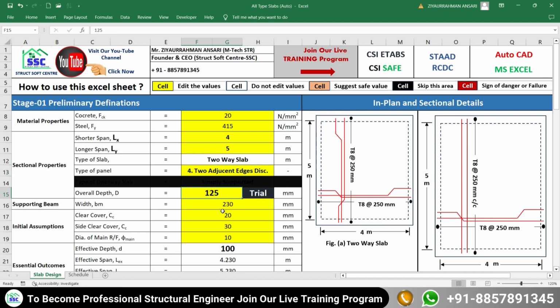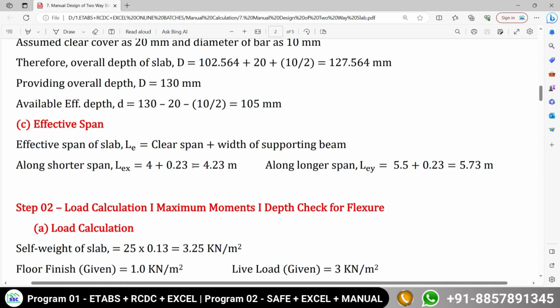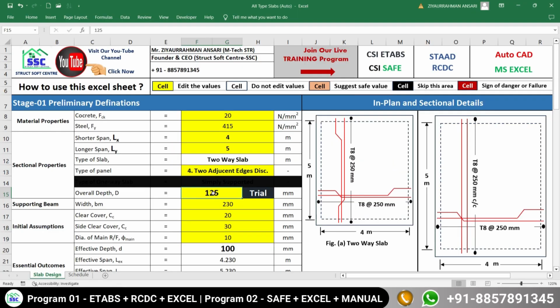Now next, I am going to assume the overall depth. Here you have to make the assumption to match with our calculation. I am going to assume the overall depth as 130 mm. Later on we are going to perform the check whether this depth is safe or not. Now supporting beam width is 230, clear cover as 20, side cover as 30, minimum diameter of bar I am going to consider as 10 mm. Okay, these are the assumptions.